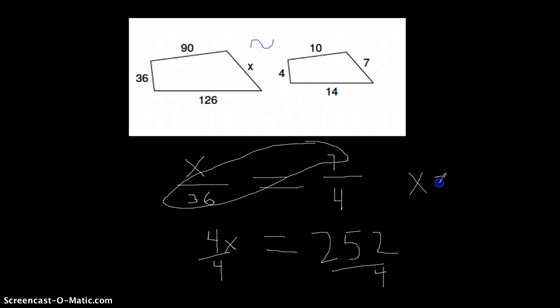So what that 63 is telling us is that the proportional value for this side length is 63, and that would make sense because 7 is greater than 4 here. So if I put the 63 in there, 63 is greater than 36, so we can trust that that answer is correct.